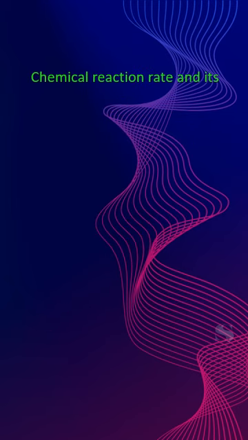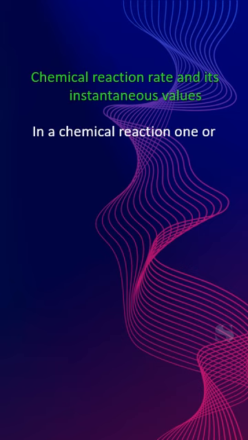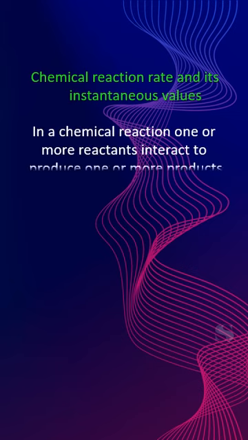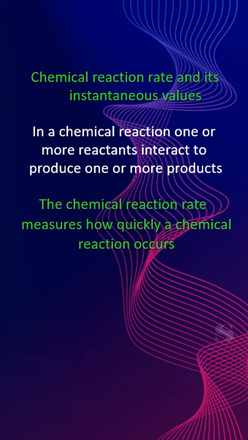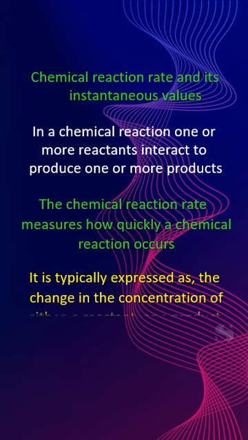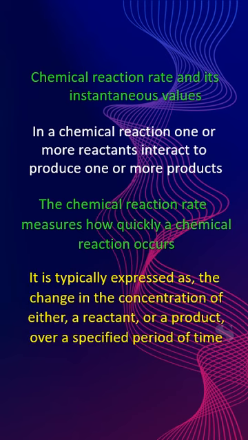Chemical reaction rate and its instantaneous values. In a chemical reaction, one or more reactants interact to produce one or more products. The chemical reaction rate measures how quickly a chemical reaction occurs. It is typically expressed as the change in the concentration of either a reactant or a product over a specified period of time.